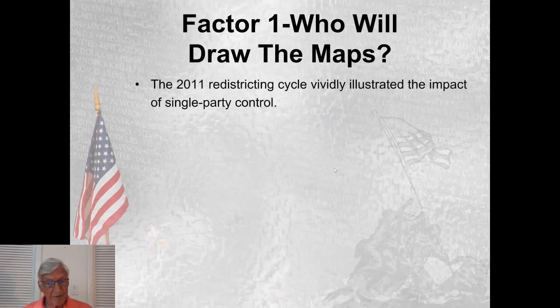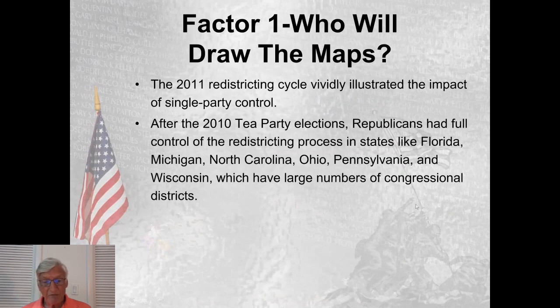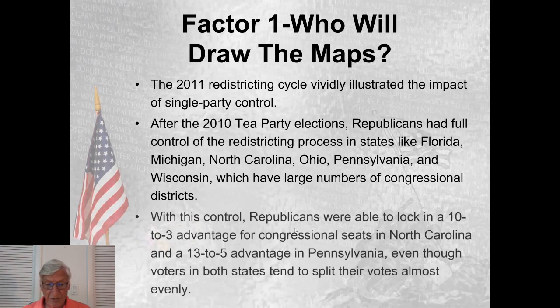The redistricting side will vividly impact single party control. After the 2010 Tea Party elections, Republicans had full control of the redistricting process in Florida, Michigan, North Carolina, Ohio, Pennsylvania, and Wisconsin, with large numbers of congressional districts. With this control, Republicans were able to lock in a 10-3 advantage for congressional seats in North Carolina and a 13-5 advantage in Pennsylvania, even though voters in both states tend to split their votes almost evenly.